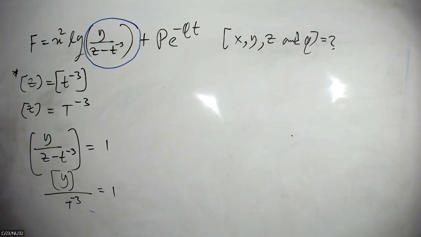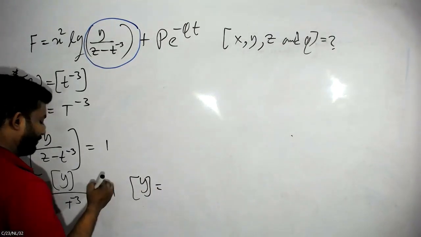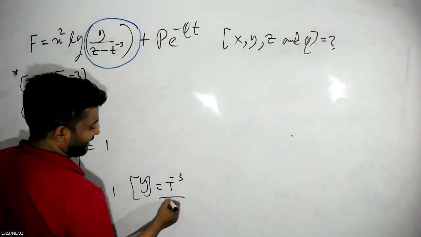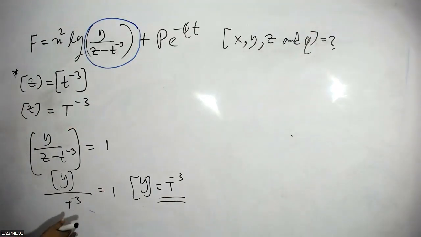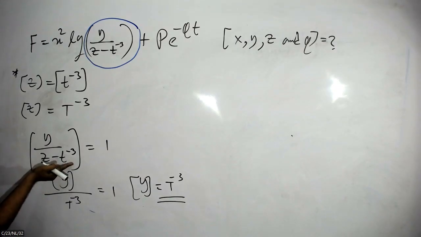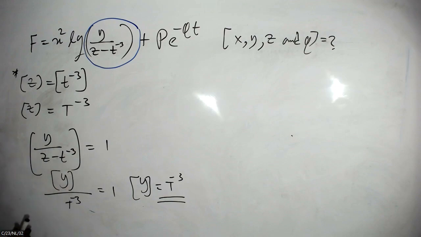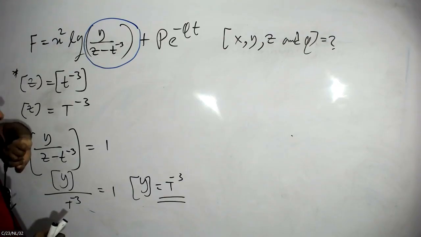Then t equals 1. Then you can find the dimensions of Y. The dimensions of Y should be equal to t to the power minus 3. Same dimension. Then you can identify t to the power minus 3, when cancelled out, dimensions 1, right? Right. This one is the second point. Now you have found the dimensions of Y. Then you can find the dimensions of X.